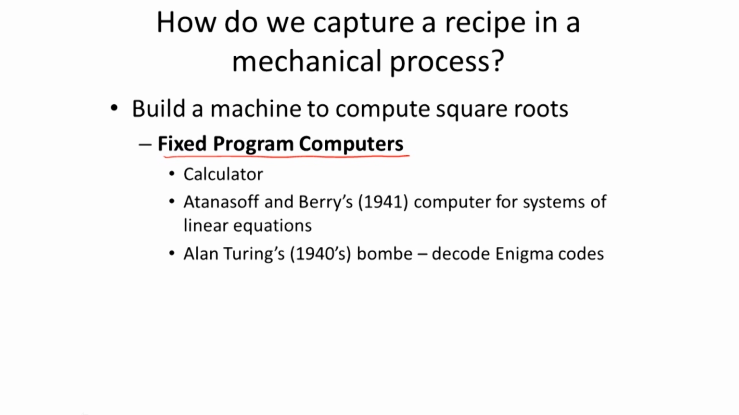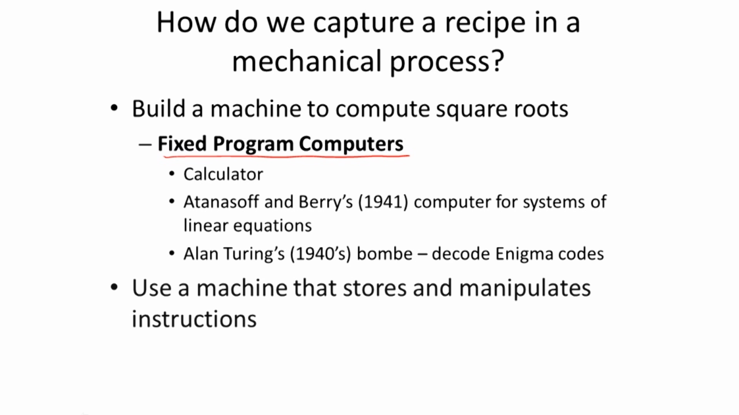What we'd really like is a computer that can do anything we tell it to do. And for that, we want a machine that can both store and manipulate sequences of instructions. And those are called stored program computers. And that's what almost every modern computer is. It's a stored program computer. All right, so what does that say?